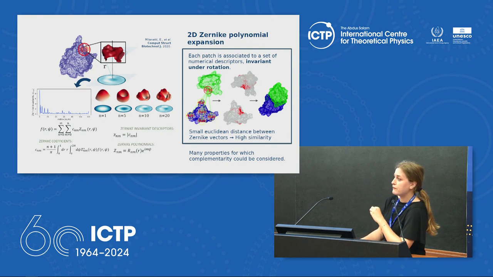By evaluating the Euclidean distance between the Zernike vectors of all the possible patch pairings, we can identify the regions showing the highest shape complementarity, corresponding to the smallest Euclidean distances. And these regions should be the ones interacting.